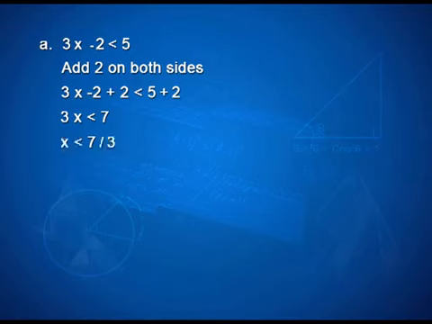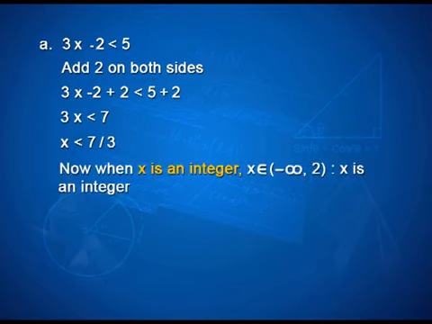Now, the first part says that we have to solve x when x is an integer. That is, when x is less than 7 by 3, all the integers less than 7 by 3 would be included in my answer. Now, when x has to be expressed in terms of an interval, x would belong to open interval minus infinity to closed interval at 2. Now, the interval is closed at 2, although the inequality was x strictly less than 7 by 3.